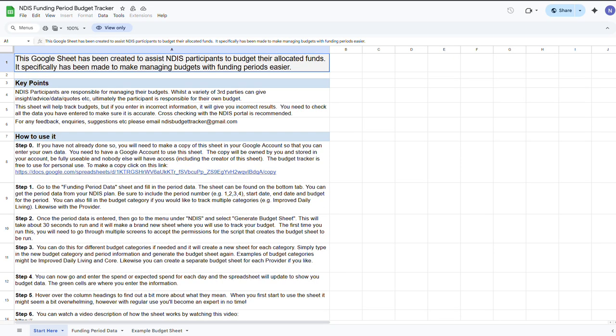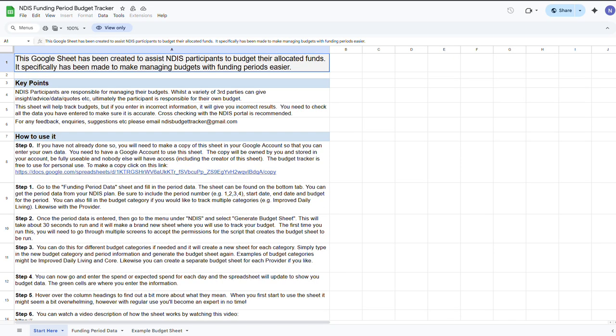This has made it very difficult for people to budget because you can't spend the money from a future period in a current period. So we made this sheet to hopefully make it easier for people to allocate their spend to make sure they don't go over their budget.